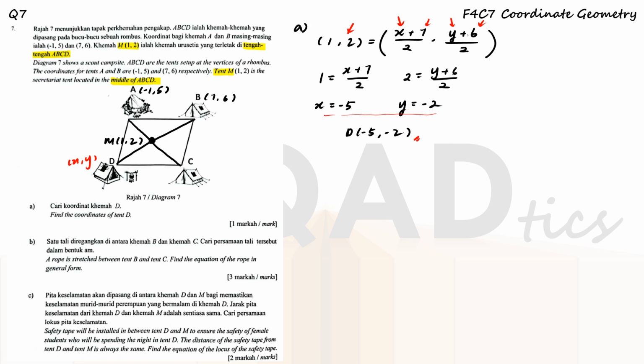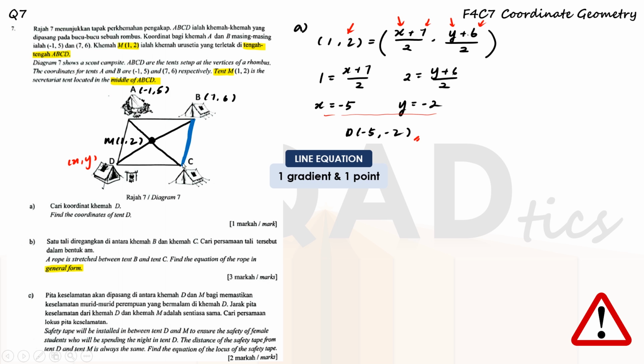Right, so for part B, there's a rope stretched between 10B and 10C, as you can see in this diagram. We need to find the equation of this rope in the general form. There are two things I would like to let you all know. To find the line equation, you just need one gradient and one point.